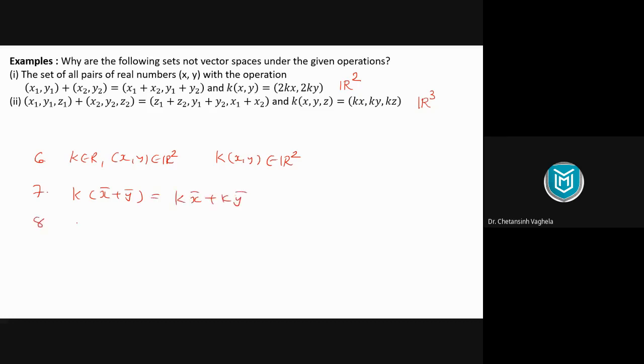It should be k times x bar plus k times y bar. Then what was the 8th condition? (k1 plus k2) times x bar is equal to k1 times x bar plus k2 times x bar. Then the 9th condition is (k1 times k2) times x bar is equal to k1 times (k2 times x bar). And the 10th condition is 1 into x bar is equal to x bar.